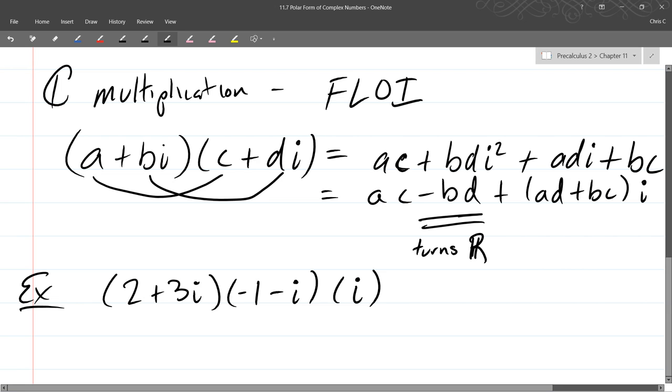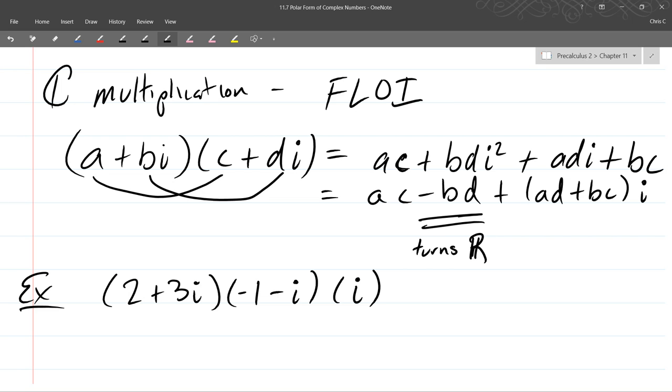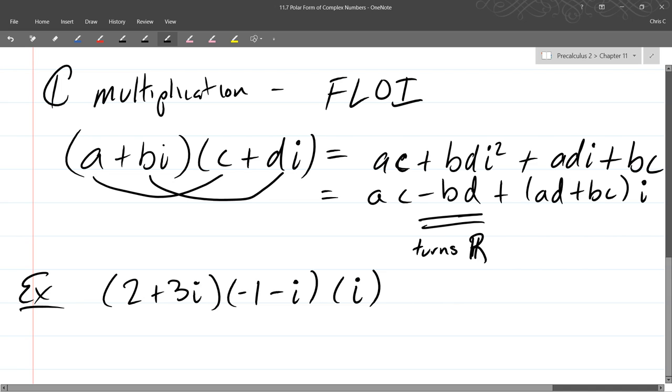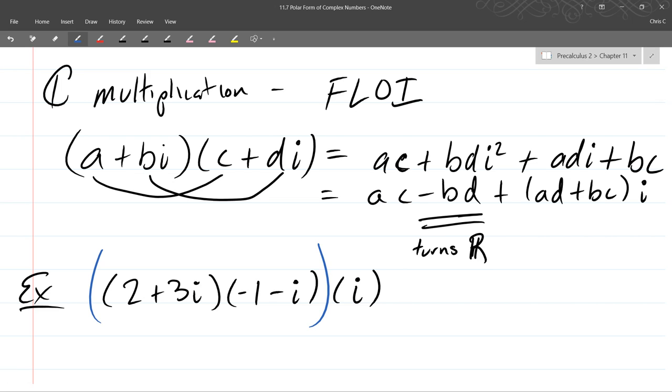Oh, I tricked you. I put three of them in there. I only showed you how to multiply two things at a time. So you're going to multiply the first two together, and then when you're done, you're going to multiply that by the last one. So you are going to group up the first two. So do that product first, just like I showed you, and then after you get that product simplified, multiply by i.